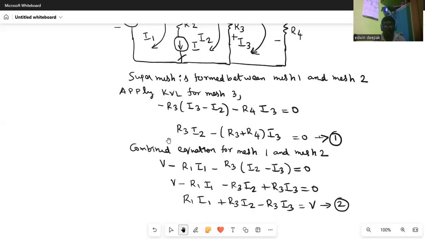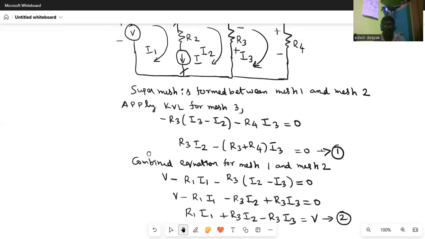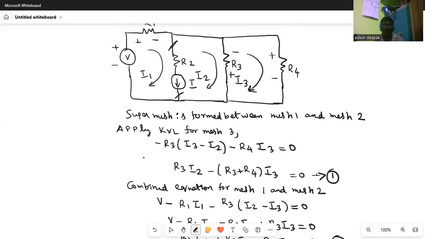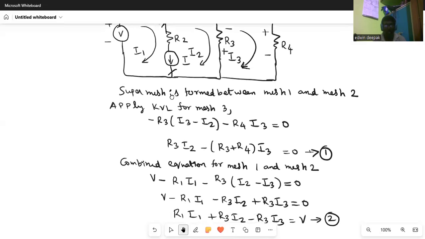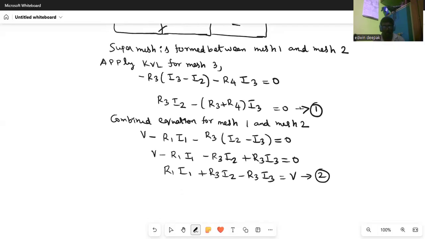Then finally, for the branch we ignored, now we consider that branch and write that equation. While writing, we directly write the current equation using I1 and I2, because both currents flow in this branch. The I1 current is in the same direction as the current source I, but I2 is opposite to the direction of I. So we write I1 minus I2 is equal to I.